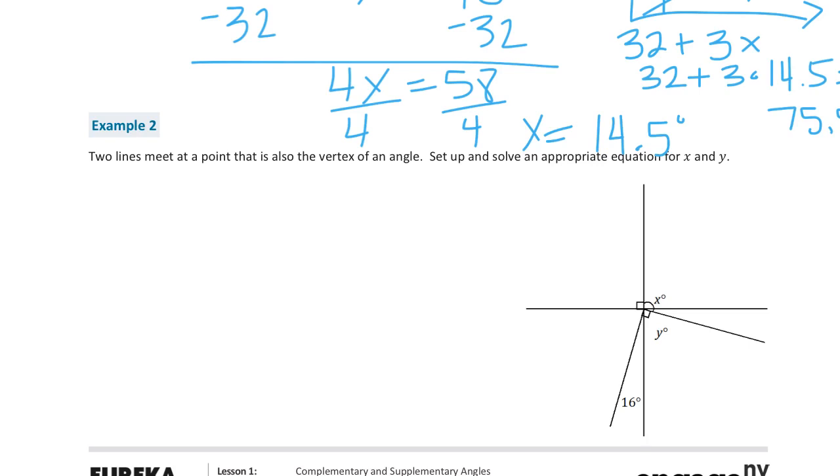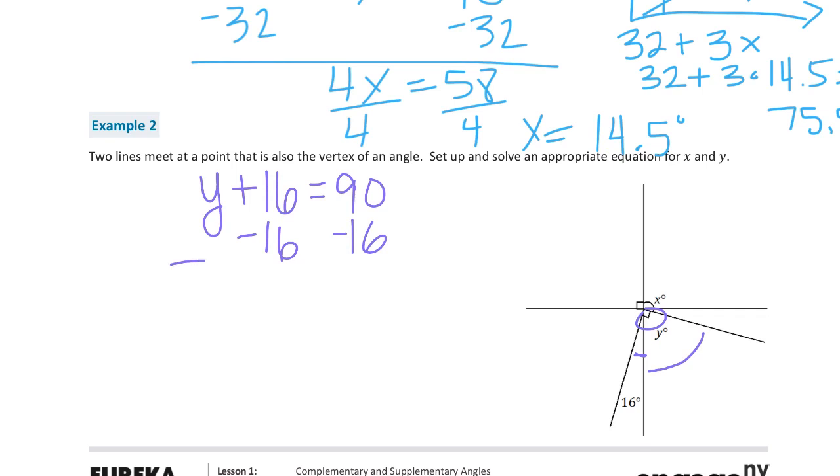So I can see by looking at this picture that angle y plus the 16-degree angle together have that right angle symbol, so that combines them. So I know that y plus 16 equals 90. So I'm going to subtract 16 from both sides. And so y equals 74 degrees. So this one is 74 degrees.